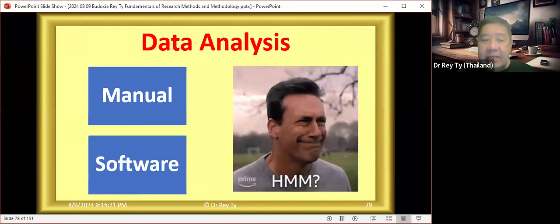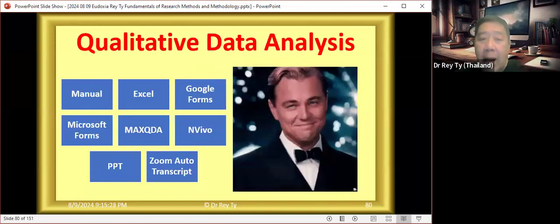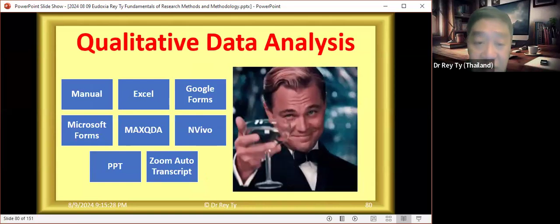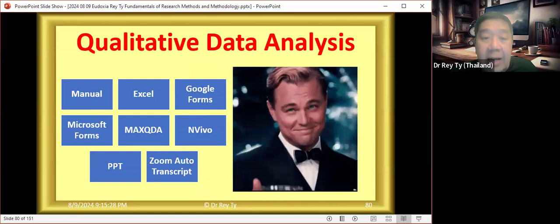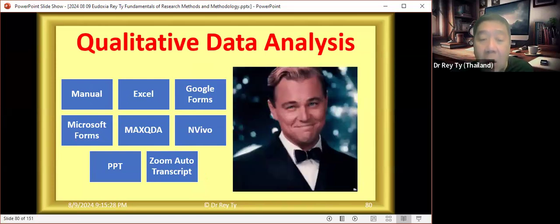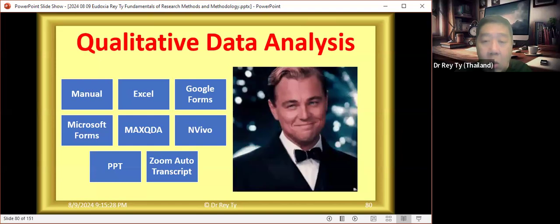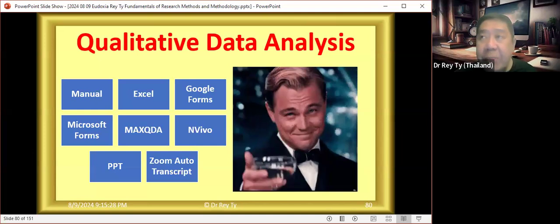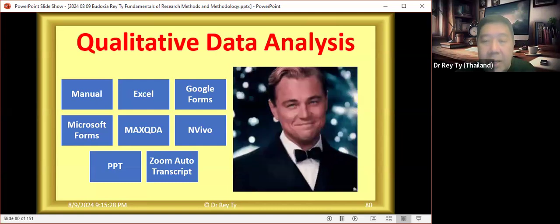How do you do data analysis? Either manually or with software. Okay, manually, you can use Excel. I've done tables and figures with Excel. You can do figures and tables with Google Form, Microsoft Form, MAXQDA, NVivo, and PowerPoint. And Zoom will also have automatic transcription if you're subscribed to that. I don't know what level of subscription you should have. They will do automatic transcription. And there are other software you can subscribe to, and they will automatically transcribe your text.